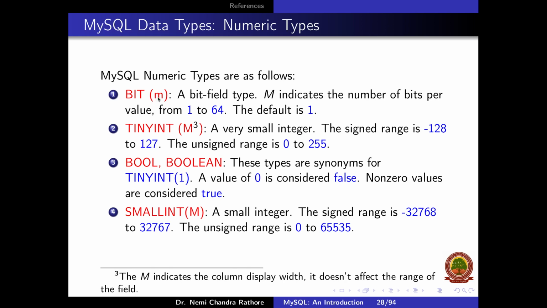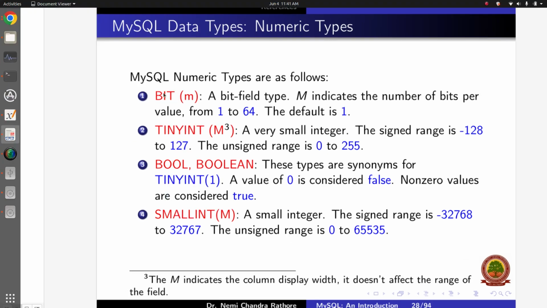So suppose you need to store a bit sequence of only 2 bits length, so you can use m equal to 2. If you are going to store a 3-bit combination like 0 0 0, 0 0 1, 0 1 0 and so on, then you can have m equal to 3. The minimum value of m is 1 and the maximum value is 64, and m is optional. You may not need to specify m, you can also write bit directly. Because 1 is the default value, if you do not specify any value of m, it will take m equal to 1.